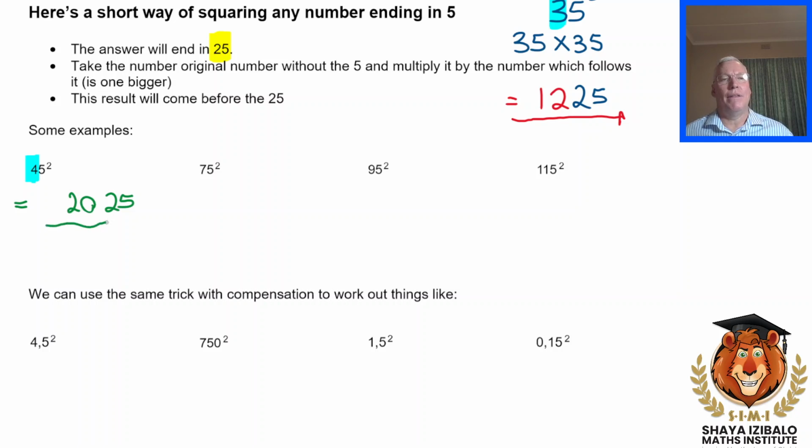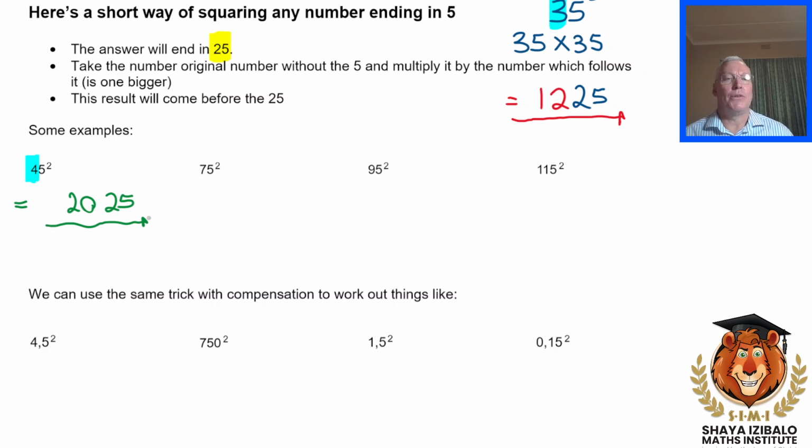And that's the really cool thing. We've got a quick way of squaring a number that ends in 5. And you'll sound really clever to your friends when you know that 35 squared, you can do that in your head: 12, 25.